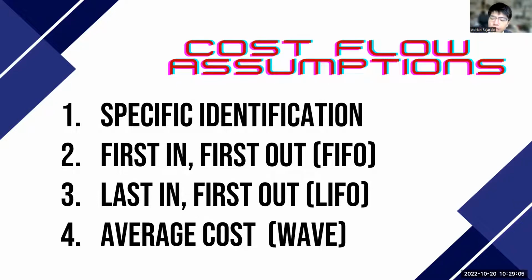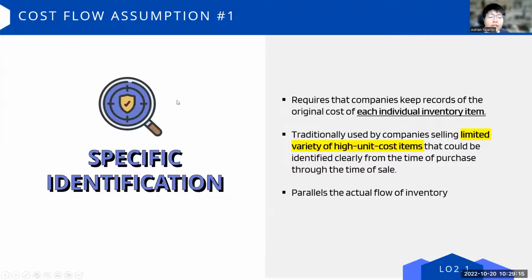So there are four things you have to master. Specific identification, FIFO, LIFO, average cost, or I like to call it WAVE, right? So for specific identification, for theory, kindly make sure which are the types of companies that are most likely to use specific identification. And here, hinighlight ko na that it's limited variety of high unit cost.